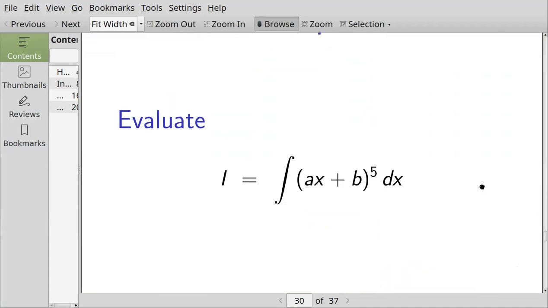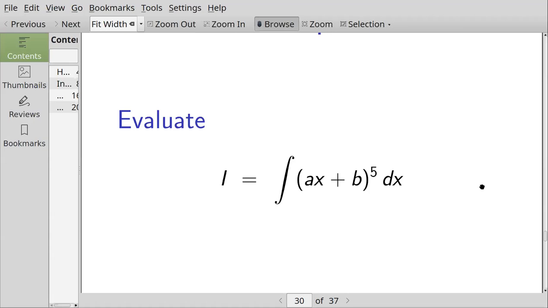Okay. Here's an integral: the integral of (ax plus b) to the 5 dx. What is the differential of ax plus b? It's just a, right? So what am I going to let u equal here? ax plus b.